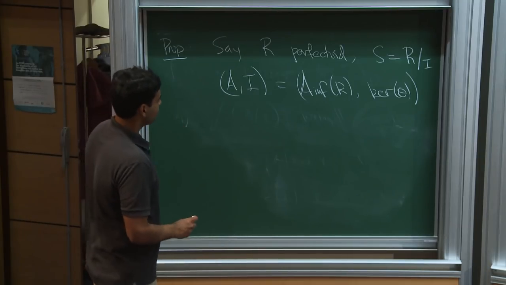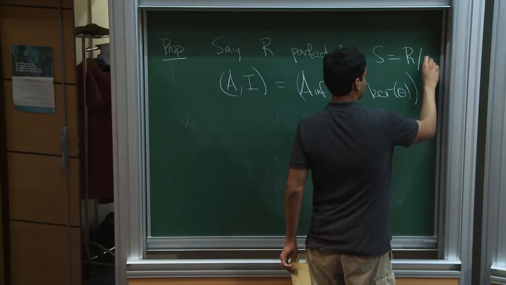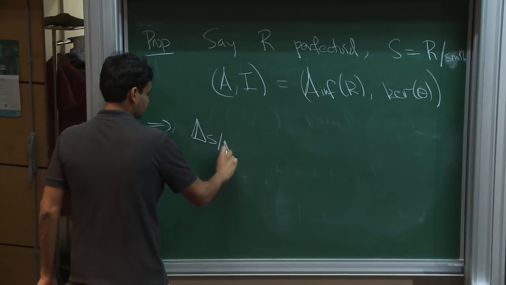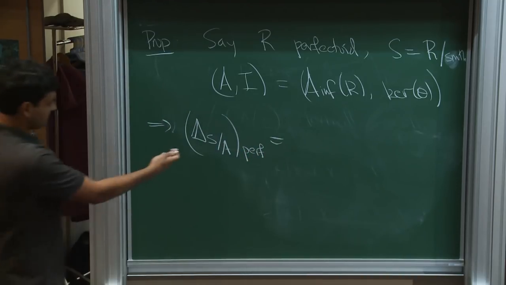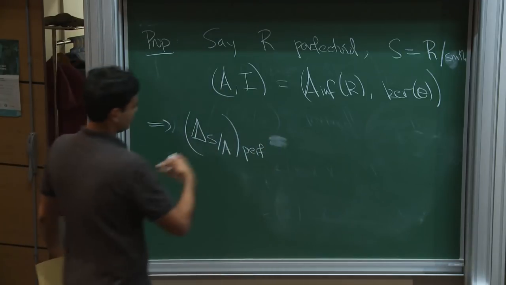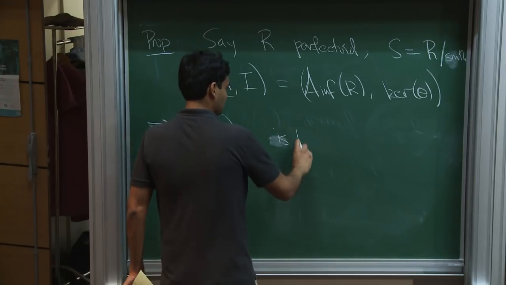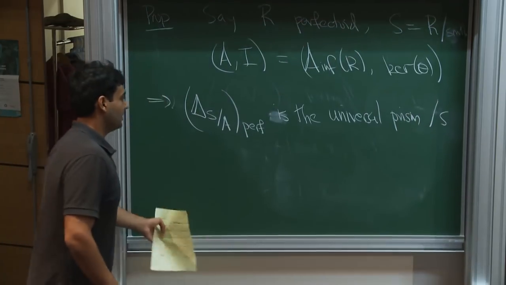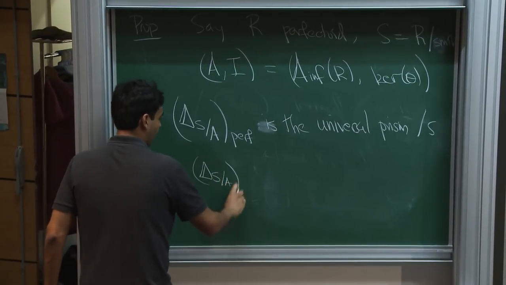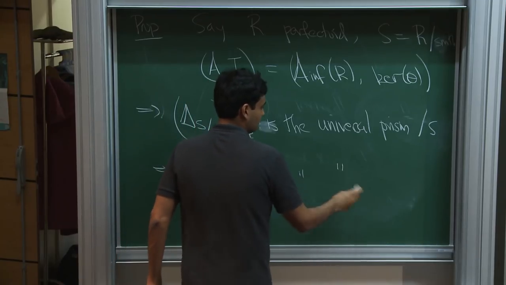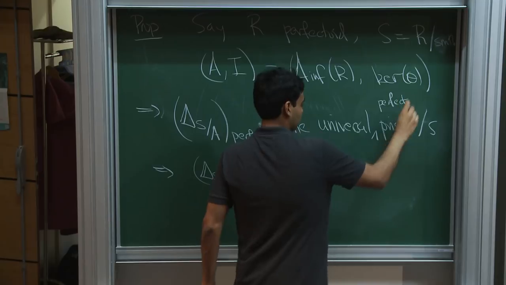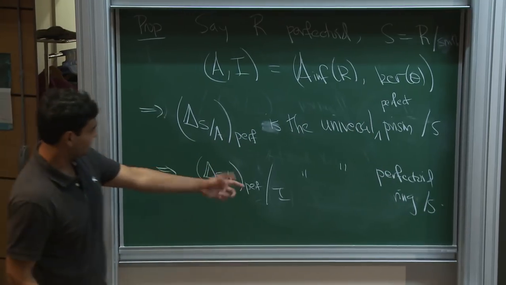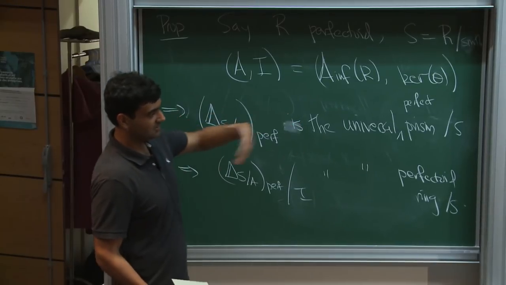This I is irrelevant. You can look at the prism of S relative to A, and you can perfectify it. So this is an object which has a Frobenius, so you can talk about its direct limit perfection just by iterating Frobenius. And this is the universal perfect prism over S. Which means that if you reduce mod I, this is the universal perfectoid ring over S. But this description of the universal perfectoid ring as a direct limit of the prism mapping to itself along Frobenius gives you a way to actually compute it.